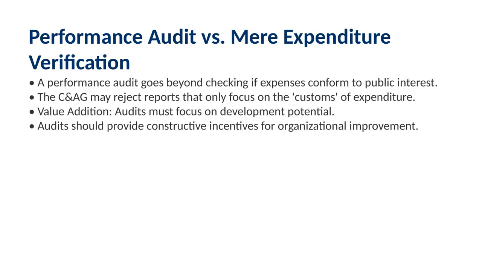This leads us to a very important practical application. If an audit firm submits a report that merely checks if expenses conform to public interest or customs, the C&AG is well within its rights to reject that report. Why? Because simply checking expenses is not a performance audit in all its aspects. A true performance audit adds value by focusing on development potential and providing constructive incentives for improvement.